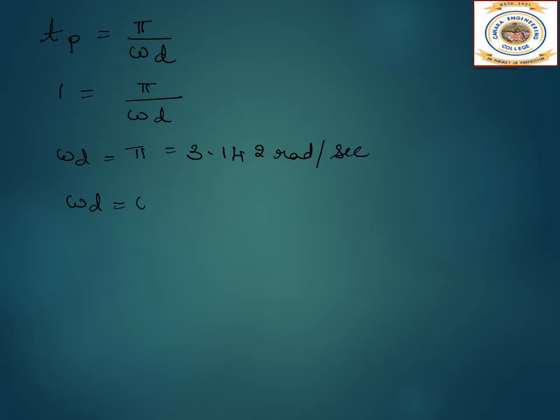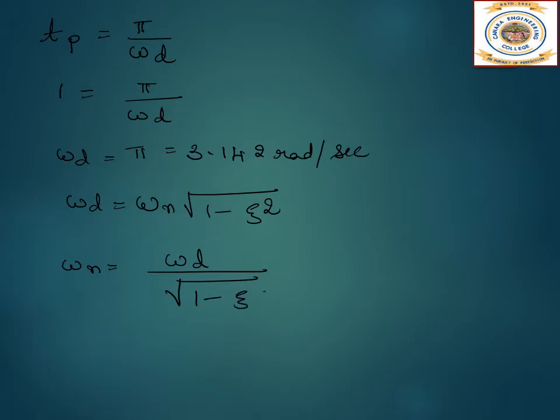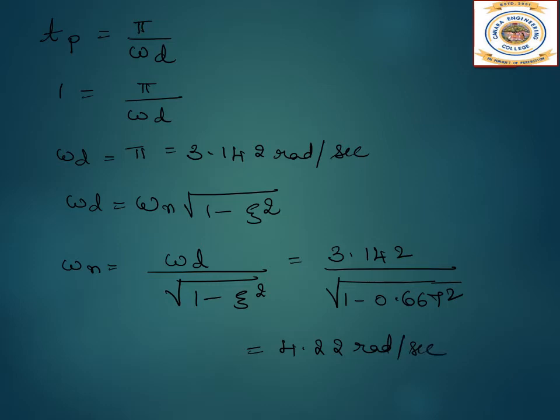So from ωd, we can get ωn. What's the formula? ωd equal to ωn root of 1 minus ζ². So what is ωn? ωd divided by root of 1 minus ζ². We get 3.142 divided by root of 1 minus 0.667², which is equal to 4.22 radians per second. So now we got ωn.